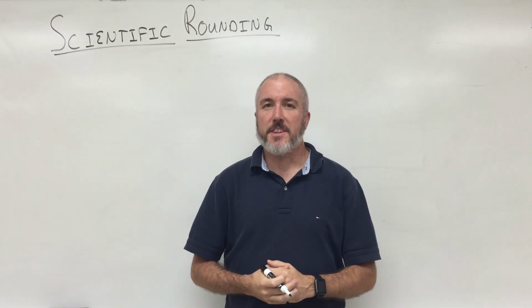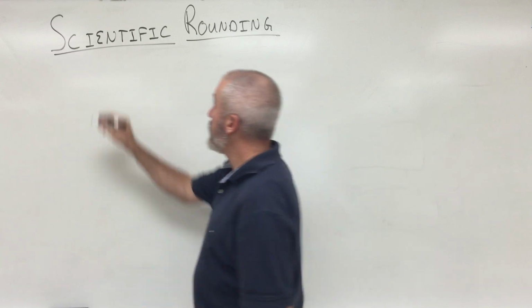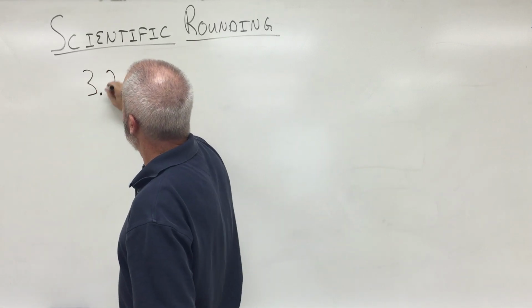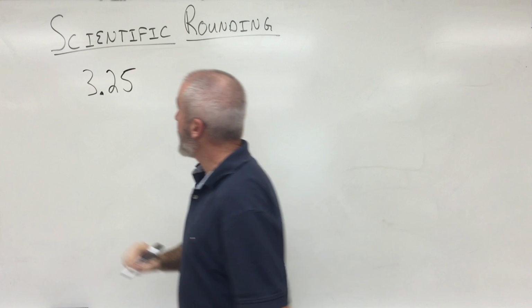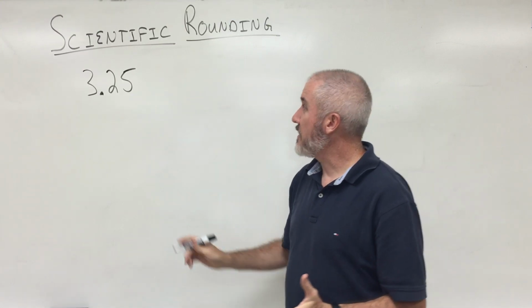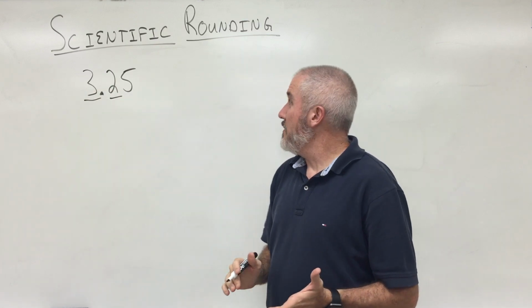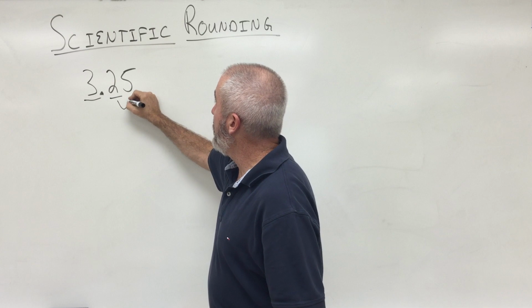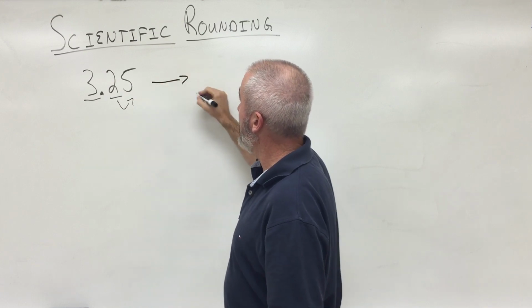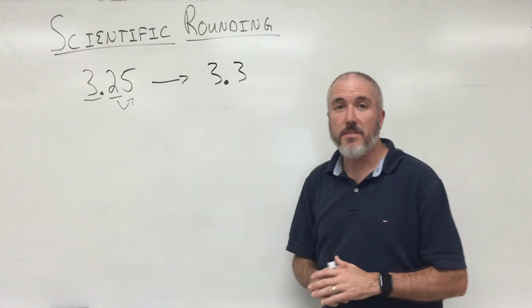Let's take a quick look at the difference between scientific rounding and normal rounding. Everyone knows about normal rounding. If we take a number that we've gotten through a calculation like 3.25, and maybe we only need it to two significant figures, so we'll keep the 3 and the 2. And if we know by normal rounding, if we look to a 5, then we would normally just round up. And we go ahead and make that 3.3.